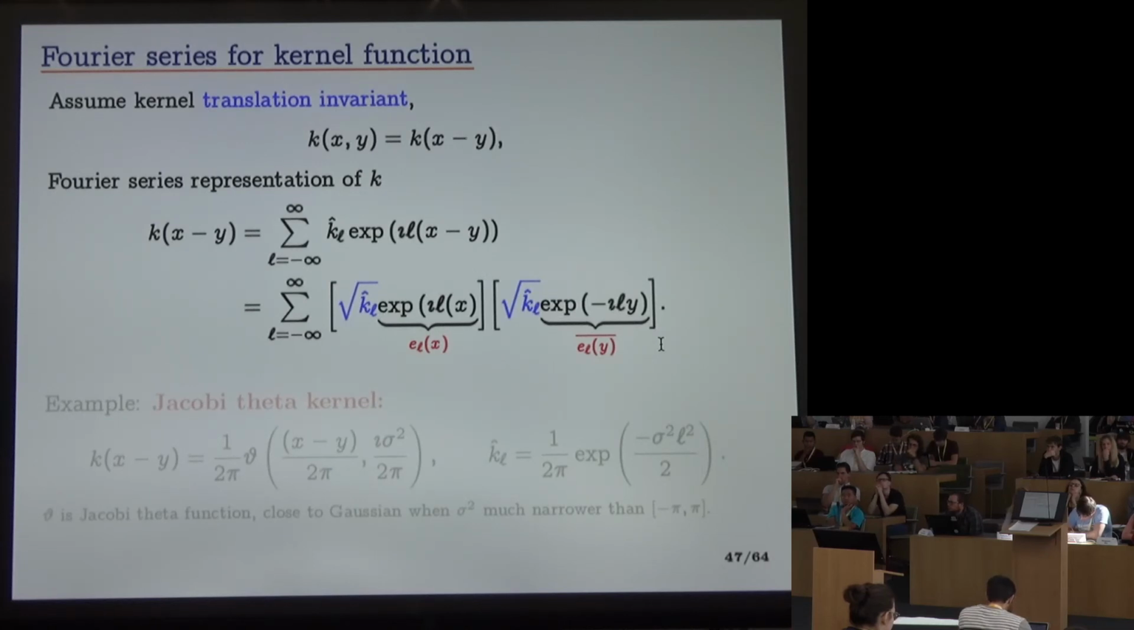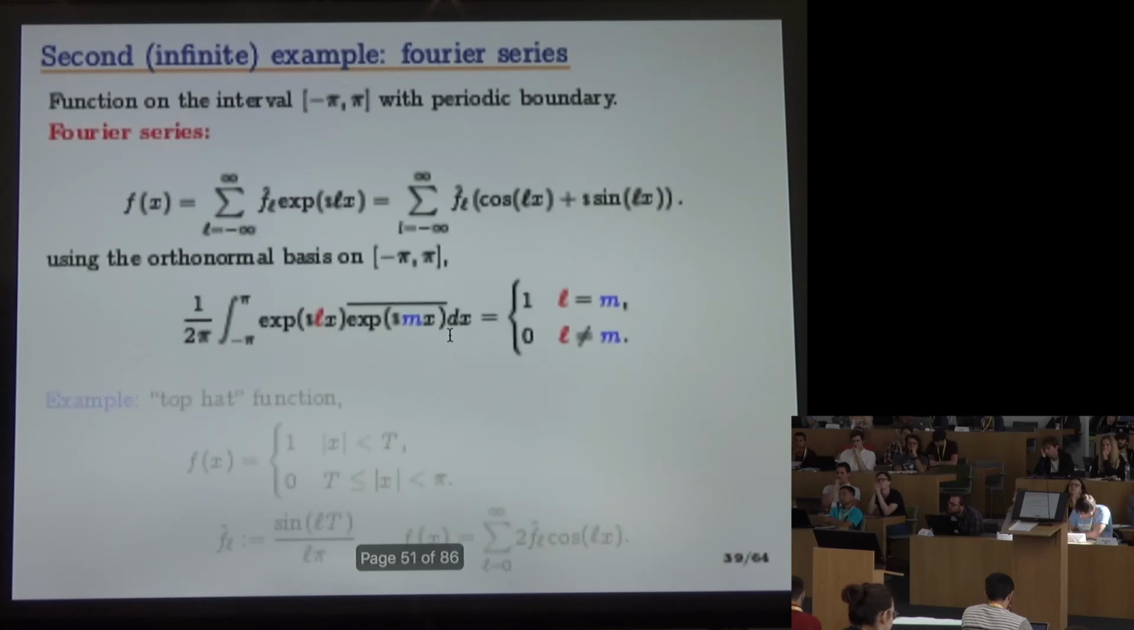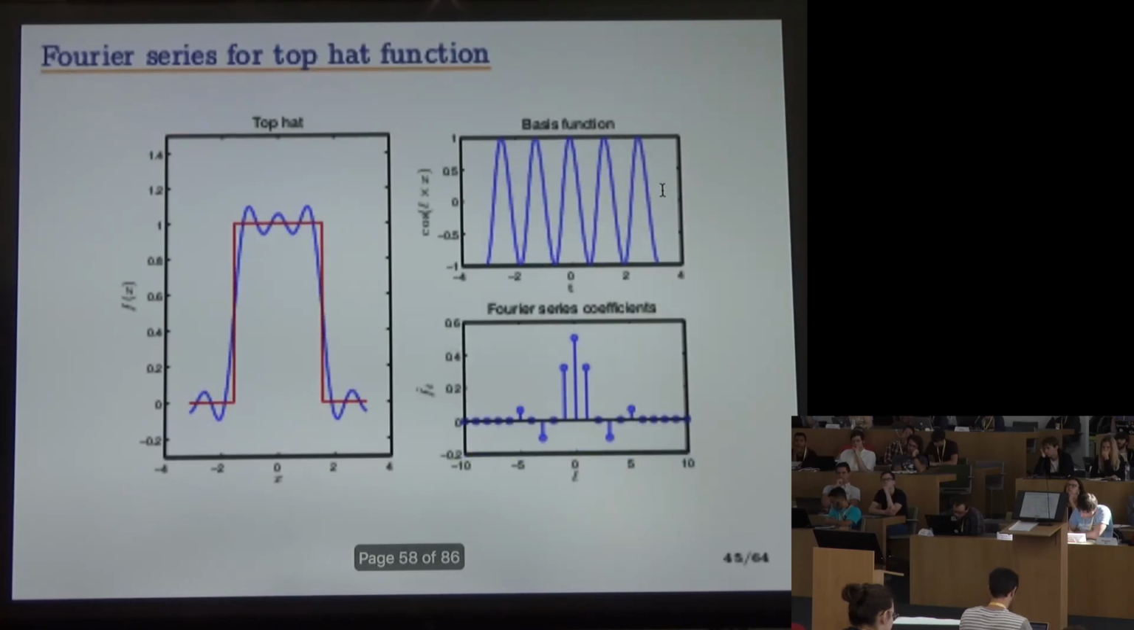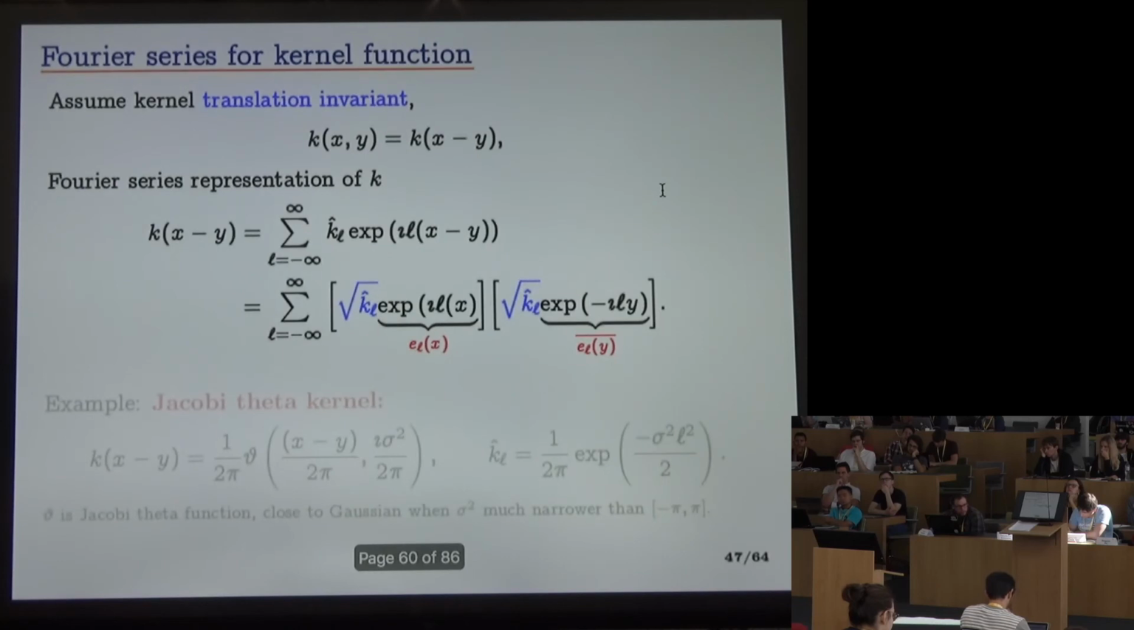This should look familiar to you. Here I've got some scalars with a square root times some features. Where have we seen that before? Let's go back. We've seen that before here. I've got these square roots of scalars times these features. So in this case, the eigenfunctions of my kernel are the Fourier basis functions. The eigenvalues of my kernel are the square roots of their Fourier coefficients.